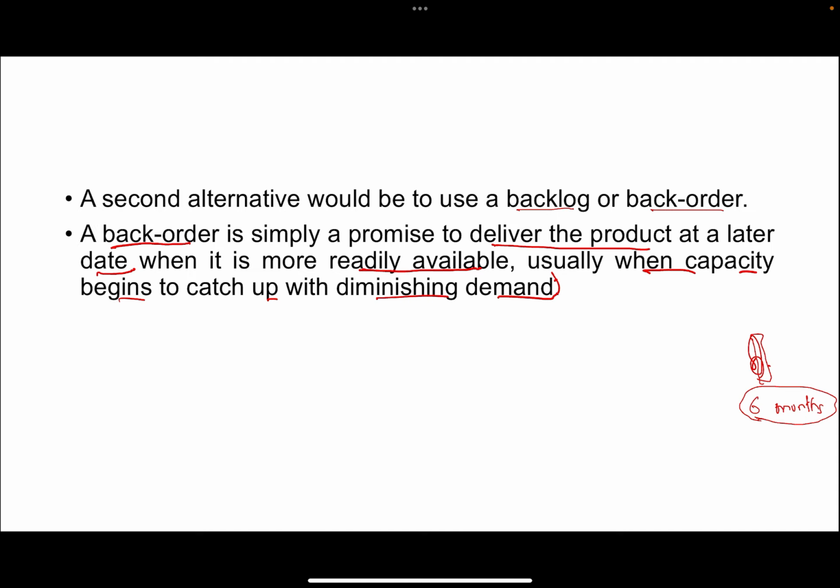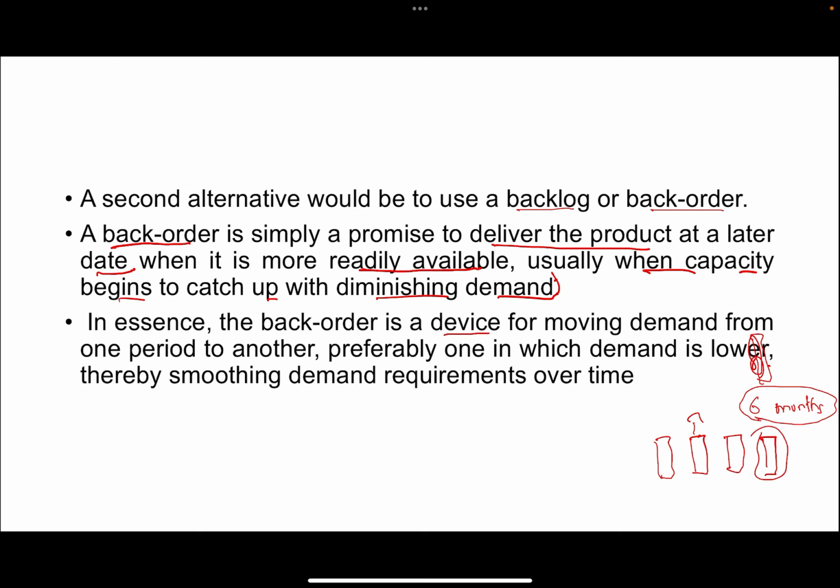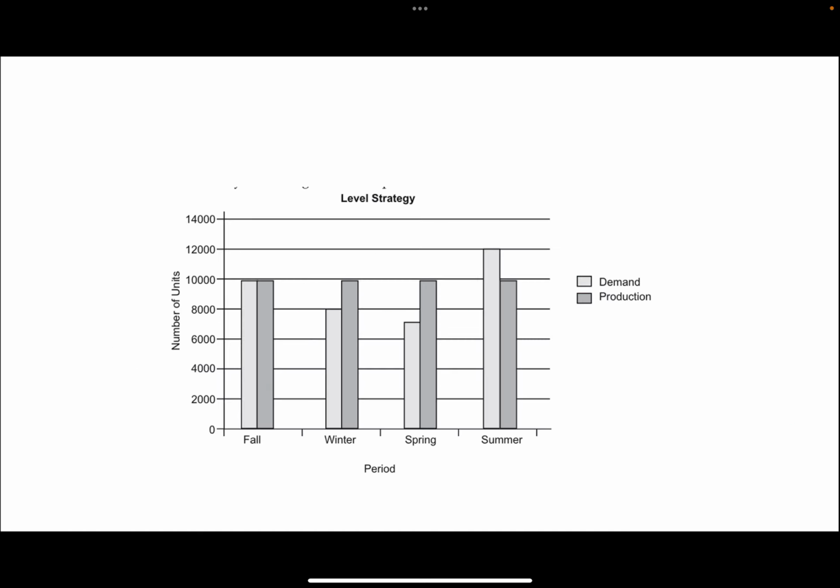That means you are promising to deliver the product at a later date when it is more readily available, because the company has only the same level of production or same level of manpower. So sometimes at this period it may not be able to meet the demand, so it will meet the demand at a later stage. In essence, a backorder is a device for moving demand from one period to another, preferably one in which demand is lower, thereby smoothing demand requirements over time. So we are smoothing the demand requirements using this level strategy. So let us look at the figure here.